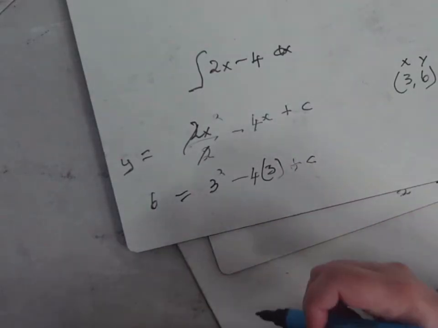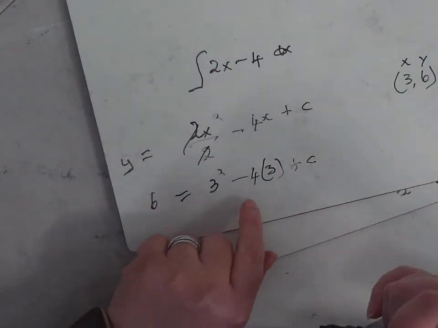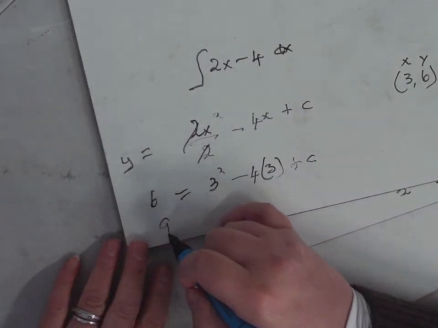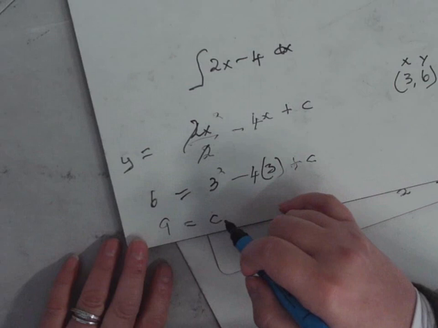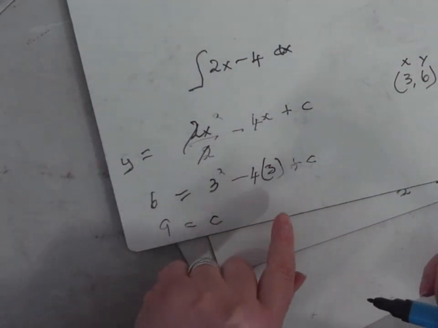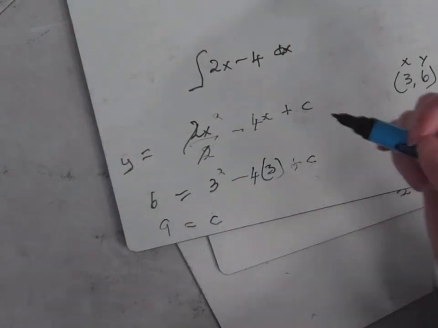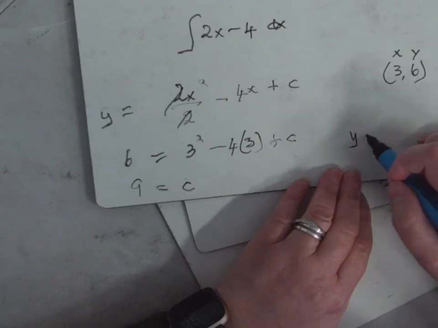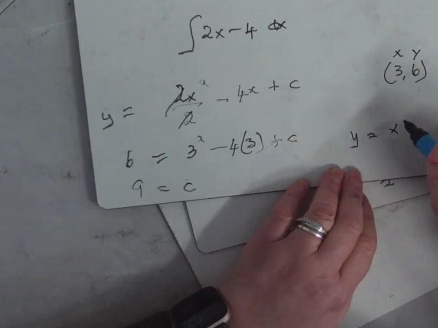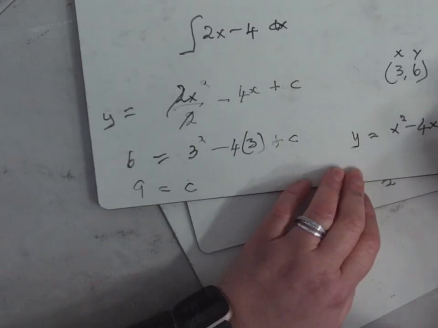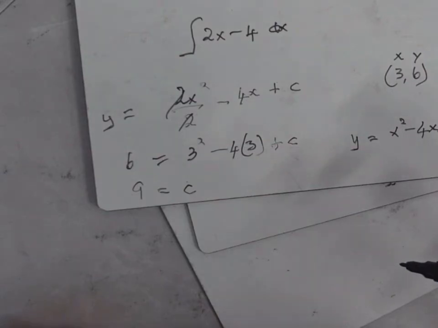So 3 squared is 9. 9 minus 12 is minus 3. And when it comes over, it becomes a plus 3, so c is equal to 9. Is that okay? So they want the equation of the curve. The equation of the curve is y equals x squared minus 4x plus 9. Is that okay? Happy with that?